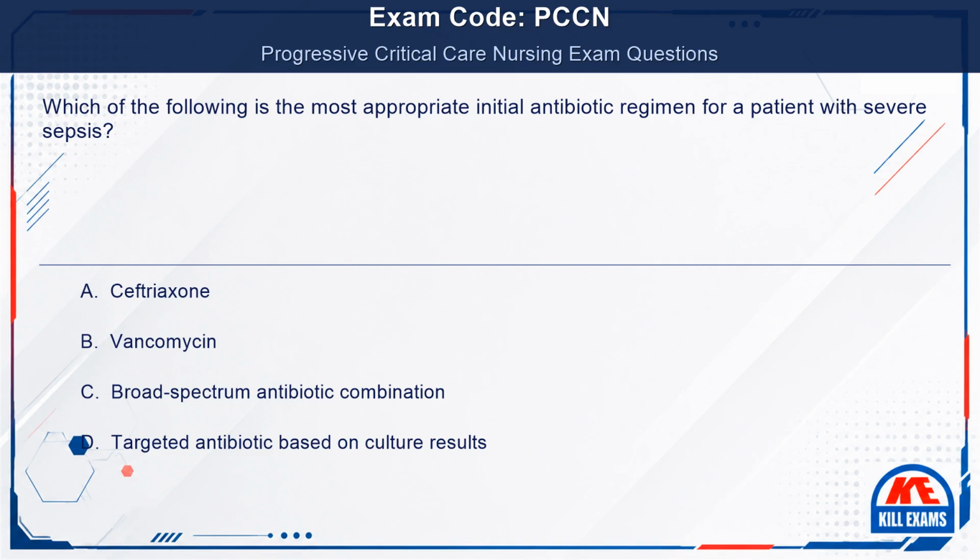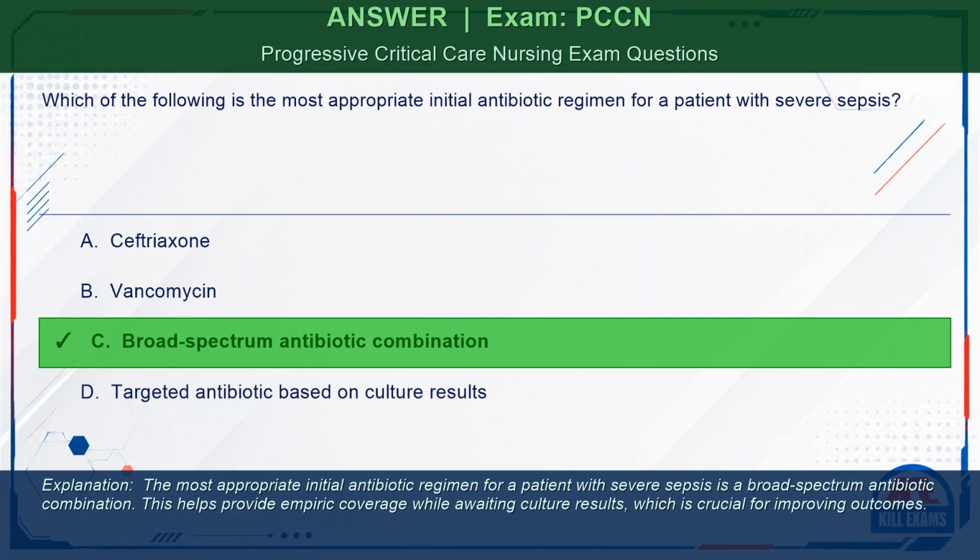Question 9. Which of the following is the most appropriate initial antibiotic regimen for a patient with severe sepsis? Option A. Ceftriaxone. Option B. Vancomycin. Option C. Broad-spectrum antibiotic combination. Option D. Targeted antibiotic based on culture results. The correct answer is option C.